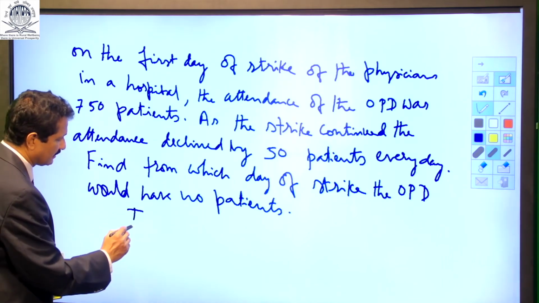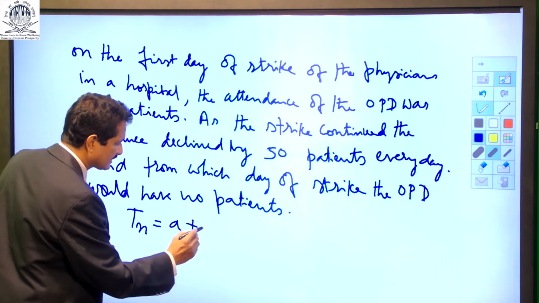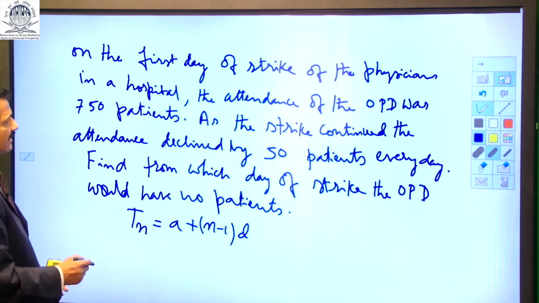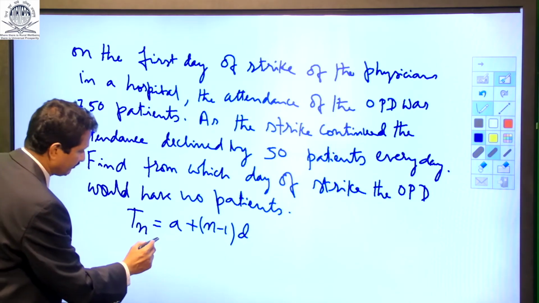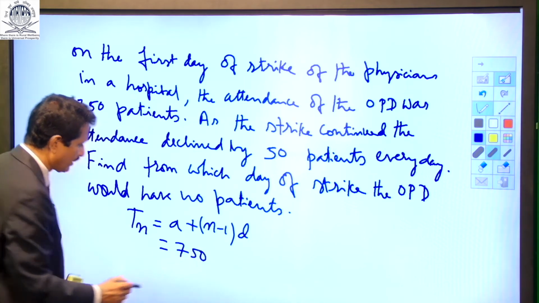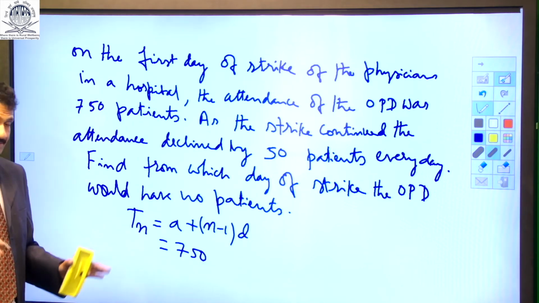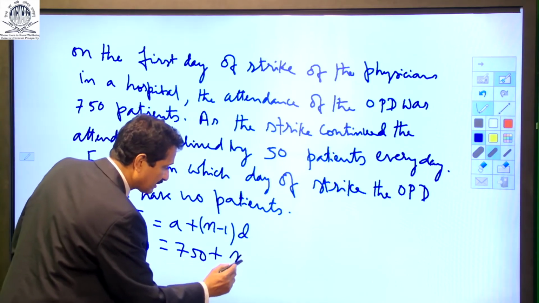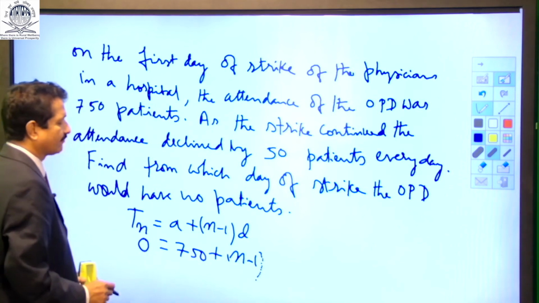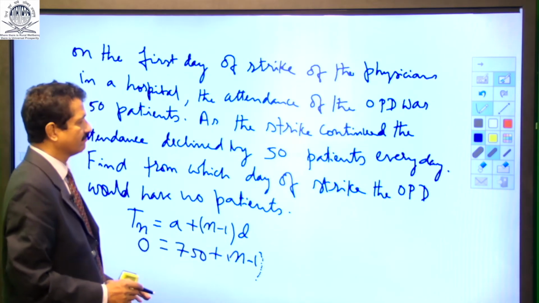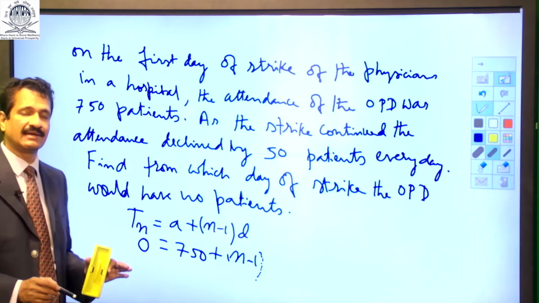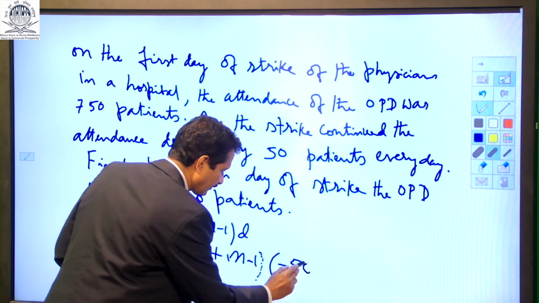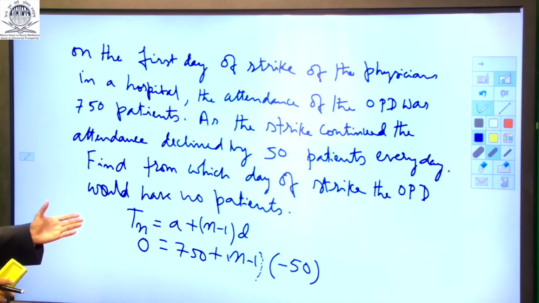Let us do the problem. We know that Tn is equal to A plus (n minus 1)D. This is the formula known to us. And what is A in this case? A is the initial number of patients, which is 750. And what is Tn? Tn is nil patients, so we need to have 0 patients here. Plus n is the number of days which we are going to calculate, and D is declining by 50. When we say decline, the common difference is minus 50.